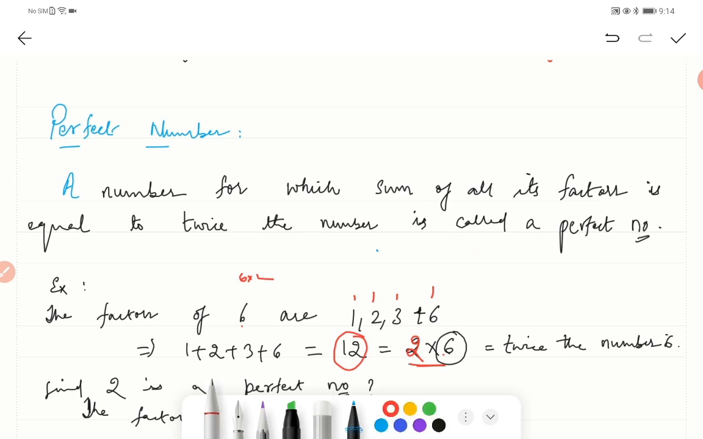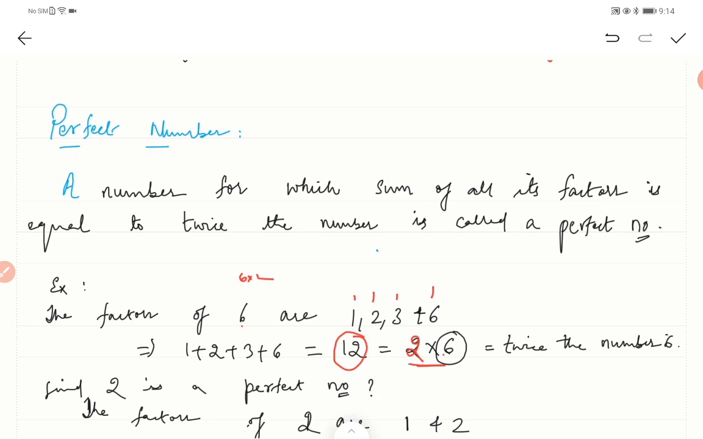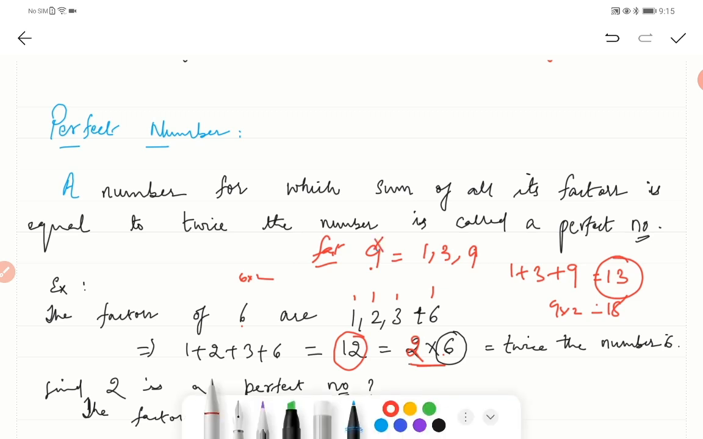What would be the next perfect number? Do you think 9 is a perfect number? Let's check. What are the factors of 9? Only 1, 3, 9. Alright, so just add these numbers. 1 plus 3 plus 9 is 13. So 9 into 2 is how much? 18, but we are getting 13. So 9 is also not a perfect number, isn't it?